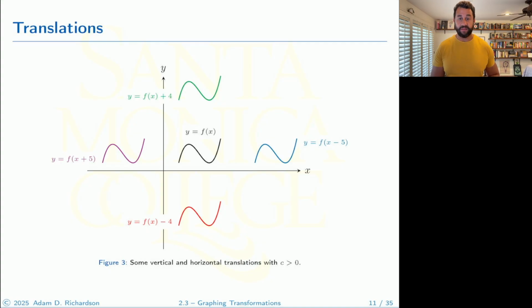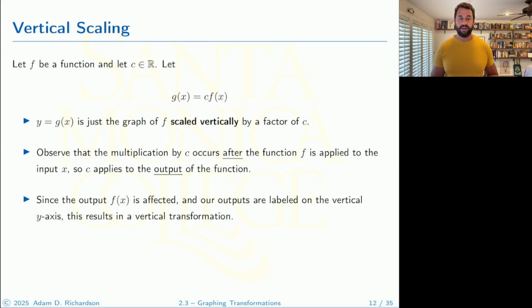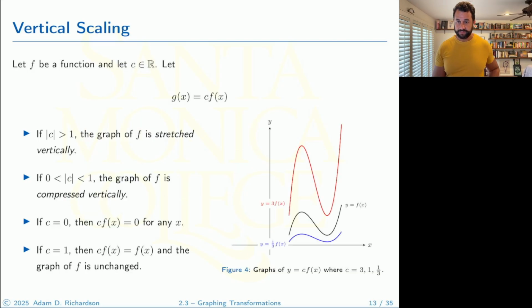Now let's talk about vertical scaling, and we're going to see this a lot later on too. Let's say you've got a function f again, and a real number c. If you take the output of f and multiply it by c, you're going to get a vertical scaling. You're either going to get a vertical stretching or a vertical compression, depending on the size of c. Because the multiplication occurs after the function is applied, this applies to the output of the function. Remember, f of x is the output. So we're getting a vertical transformation because we're messing with the outputs.